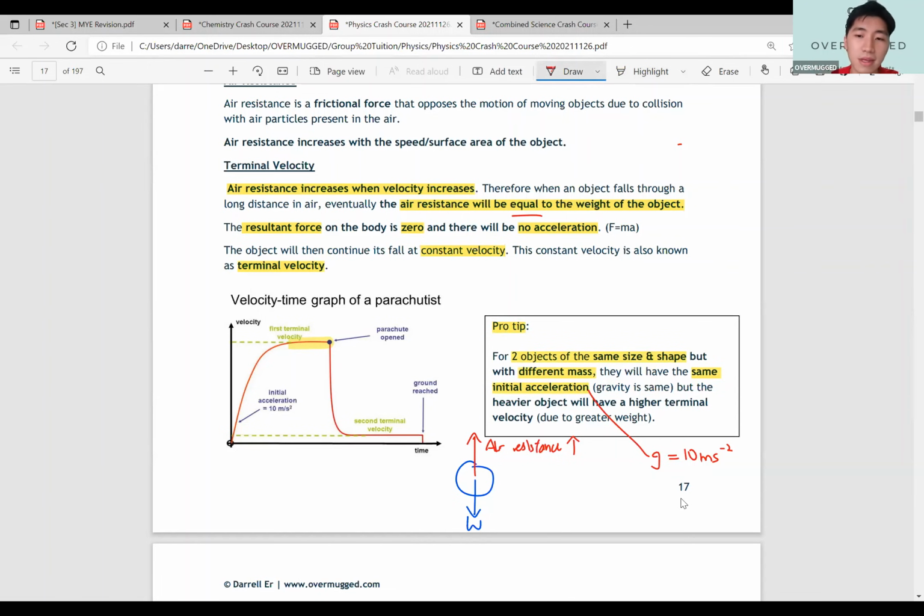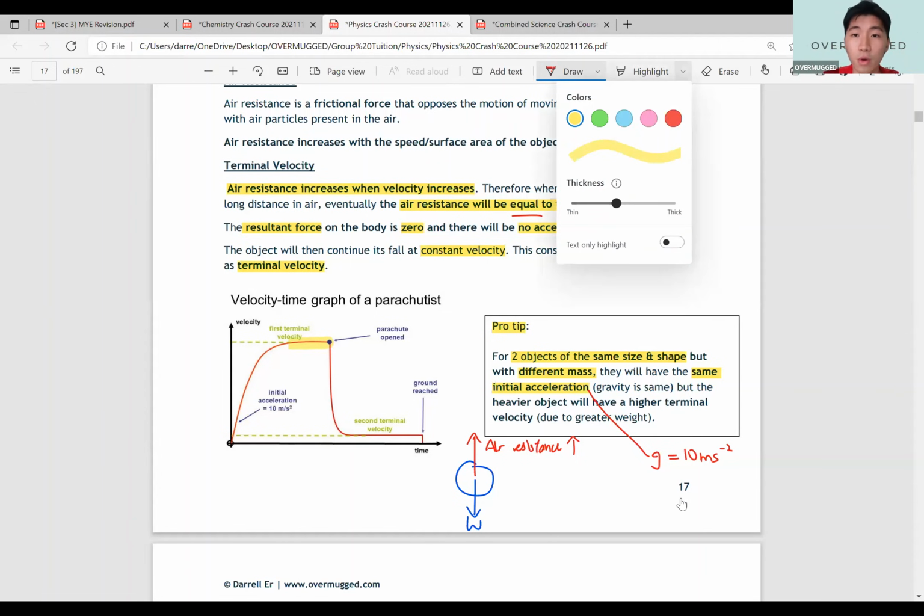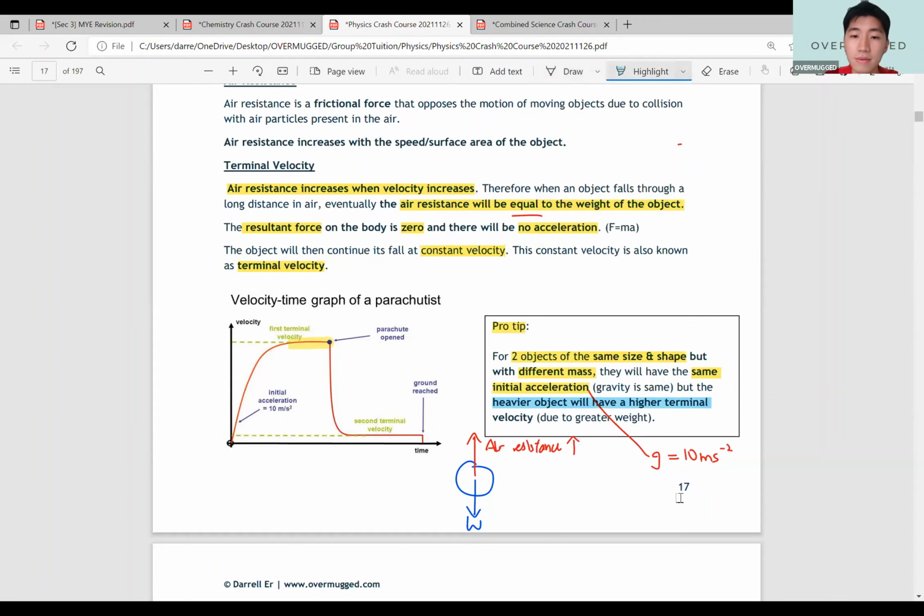Gravity is always the same. It is always a value of 10. So whether your object is larger mass or smaller mass, gravity acts the same. So your initial acceleration will be the same because gravity is the same. But the heavier object will have higher terminal velocity. Why? Because if your weight is bigger, your air resistance to counter it needs to be bigger as well. So your object will undergo free fall for a longer period of time. So a heavier object will be able to achieve a higher terminal velocity, but both objects would start off with the same initial acceleration.